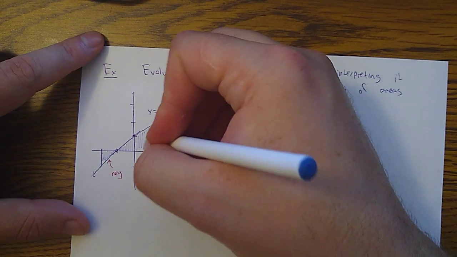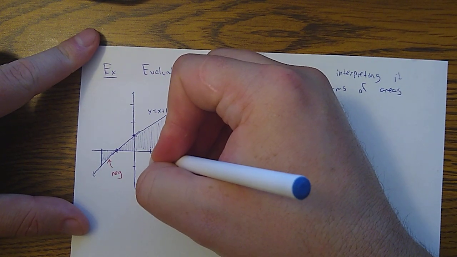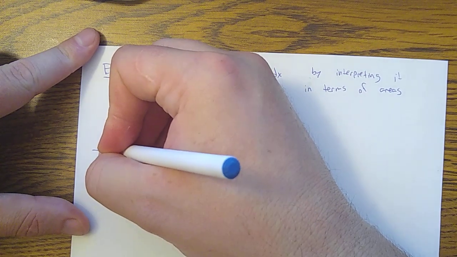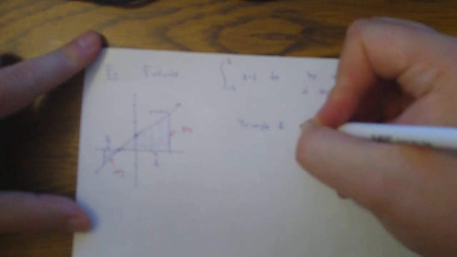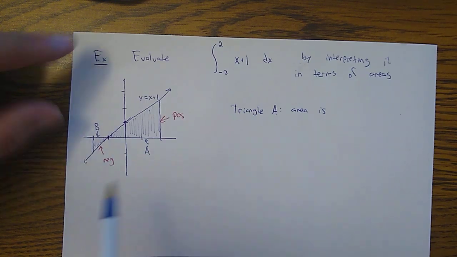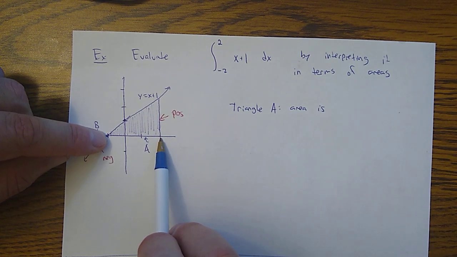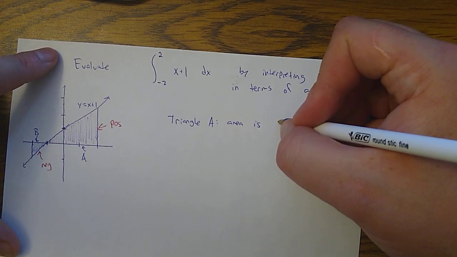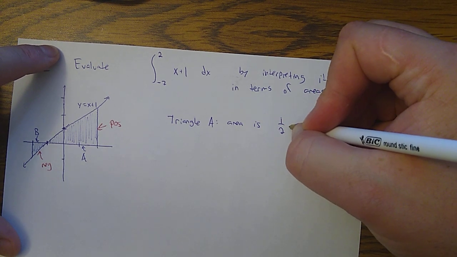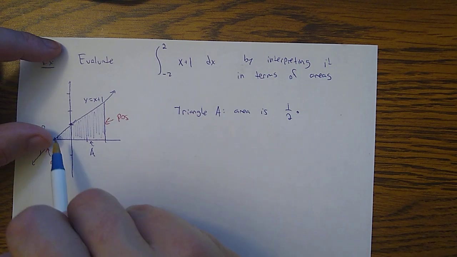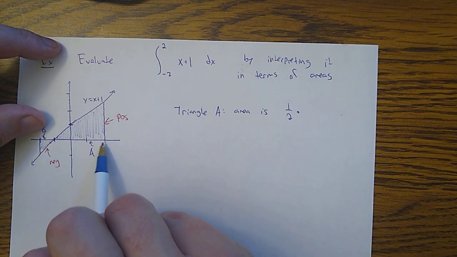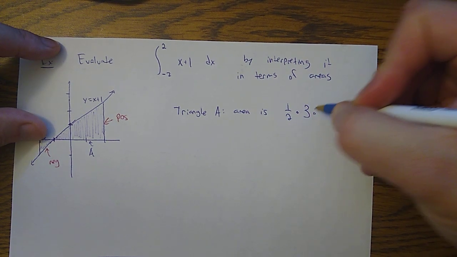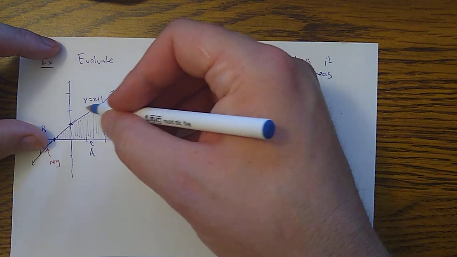So, yeah, why don't I just call this triangle A and triangle B. The area of triangle A, let's see, it's 1/2 base times height. The base of this triangle would be 3, because this is at x equals -1, and this is at x equals 2.